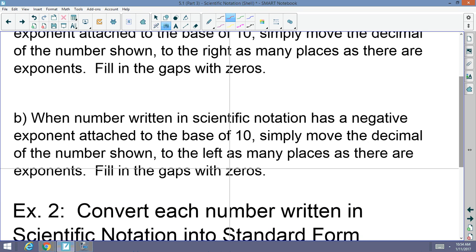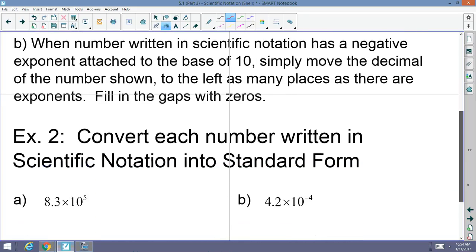When a number written in scientific notation has a negative exponent attached to the base of 10, simply move the decimal of the number shown to the left as many places as there are exponents. Fill in the gaps with zeros. So this is the easy part.